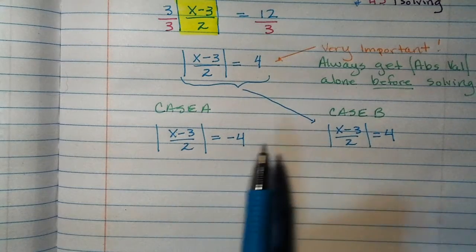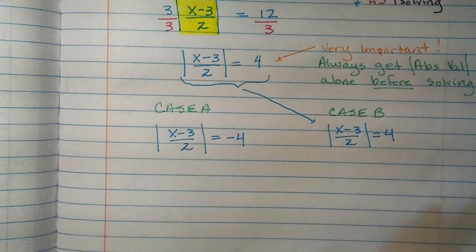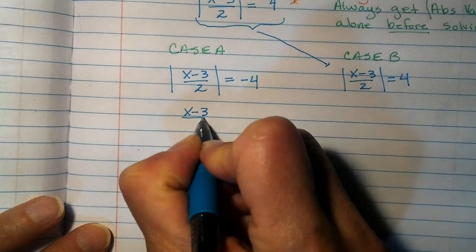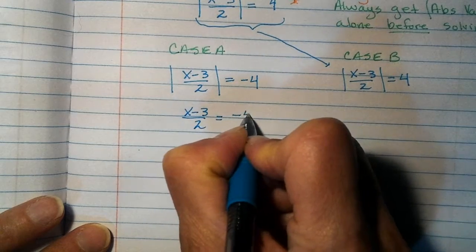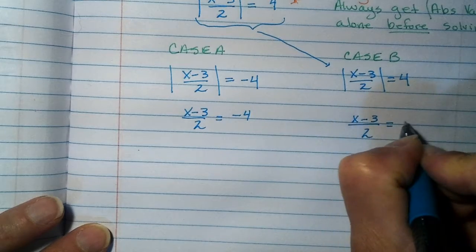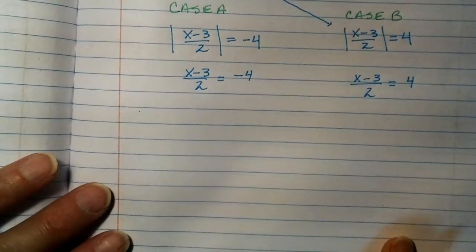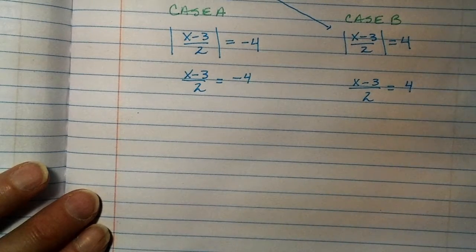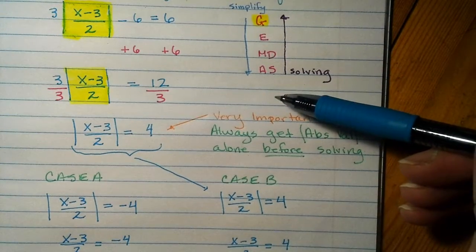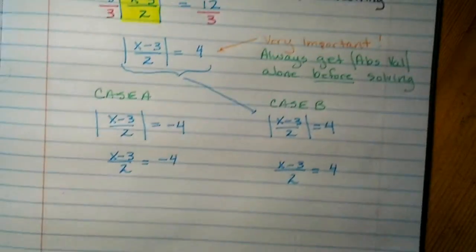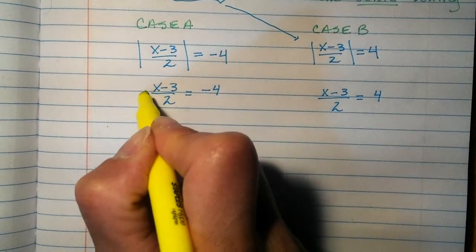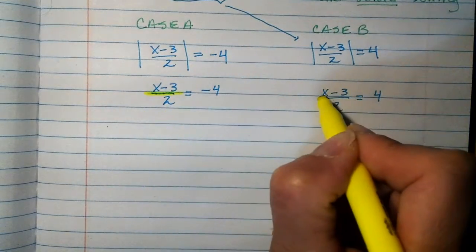Now that I have case A and case B, I no longer need the absolute value signs. So I'm going to write this again. I'm just showing you all the steps. When you get used to this, you don't have to do as many steps. Now I'm going to be solving two equations at the same time. Going back to my GEMDAS, I'm still solving, so I ask myself, where is the x? The x is actually being grouped in the numerator by that division sign on both of these.